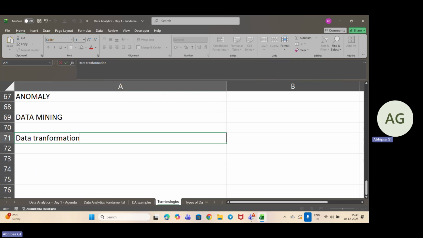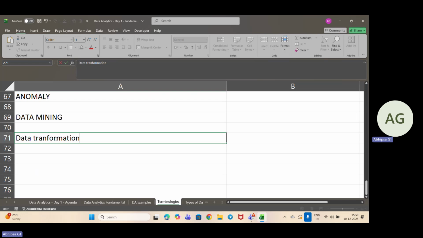Like suppose we have text format, so we are converting text to numbers. Or suppose the weight of someone is in grams, and now we are converting that to kg. Or any length or height we have in centimeters, we are converting that to meters. So that is basically data transformation.